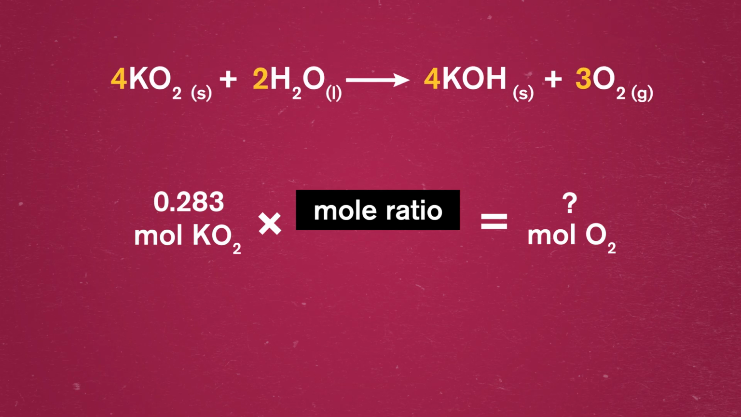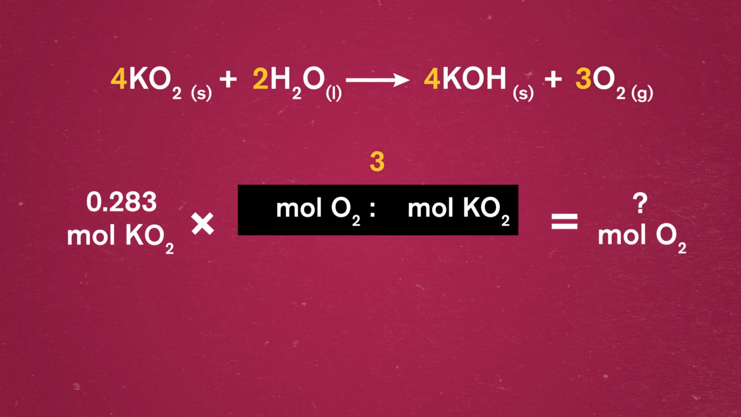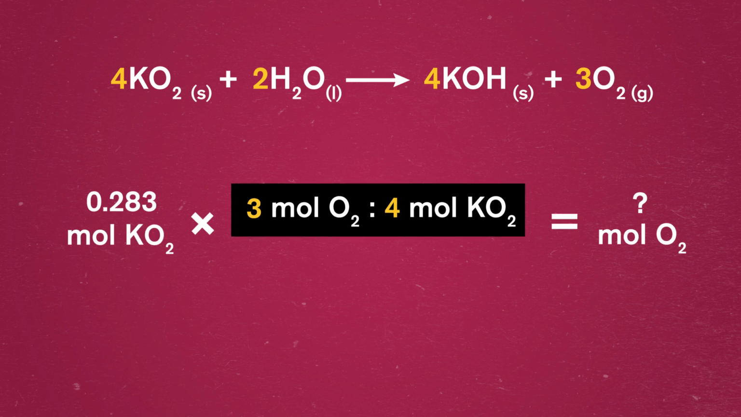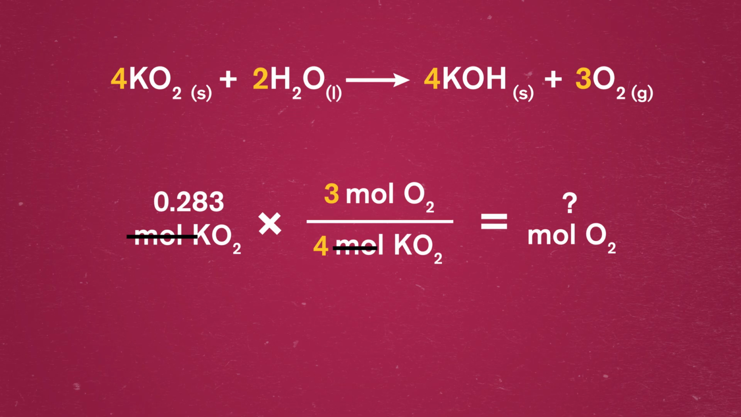From our balanced equation, our coefficients tell us we have 3 moles of oxygen produced for every 4 moles of KO2. So we can use this for our mole ratio. When we write out our calculation, we need to cancel moles of KO2. So we should put our 4 moles on the bottom of our ratio with 3 moles of O2 on the top. When we calculate across and cancel units, we end up with 0.212 moles of oxygen produced by KO2.